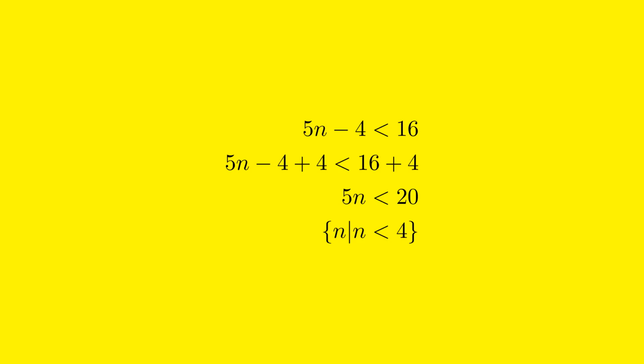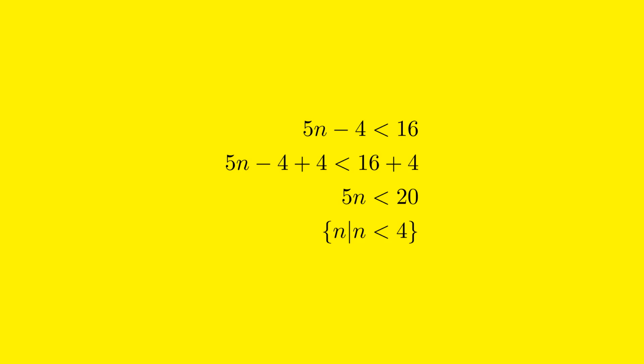Step 1. Our inequality is 5n-4 is less than 16. To solve this, we need to isolate the variable n on one side of the inequality sign. This means we need to get n by itself. The first step is to get rid of the -4 that is subtracted from the 5n. We can do this by adding 4 to both sides of the inequality.